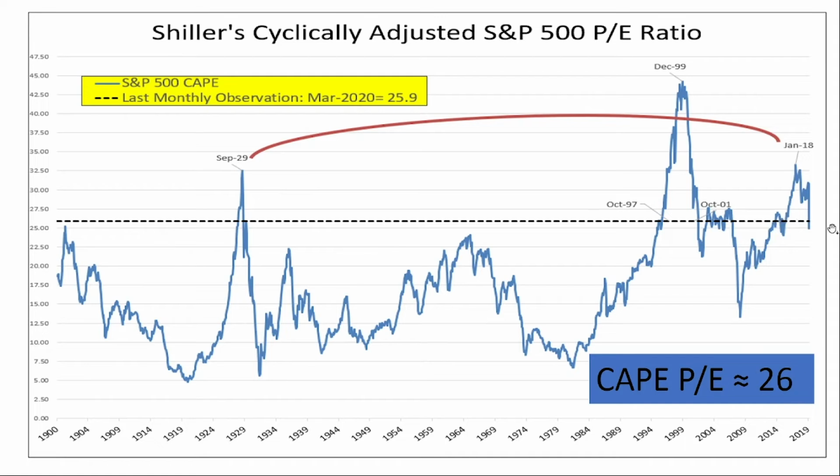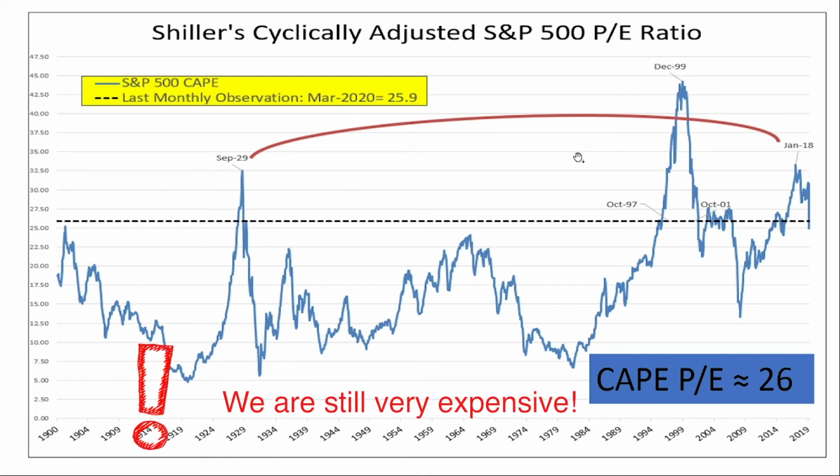This 26, if you look back in history, just block off the whole bottom portion of this chart and look at the amount of times we've traded above this level. There haven't been many. There haven't been many. We are still very expensive. All right, so what are we supposed to do with this?